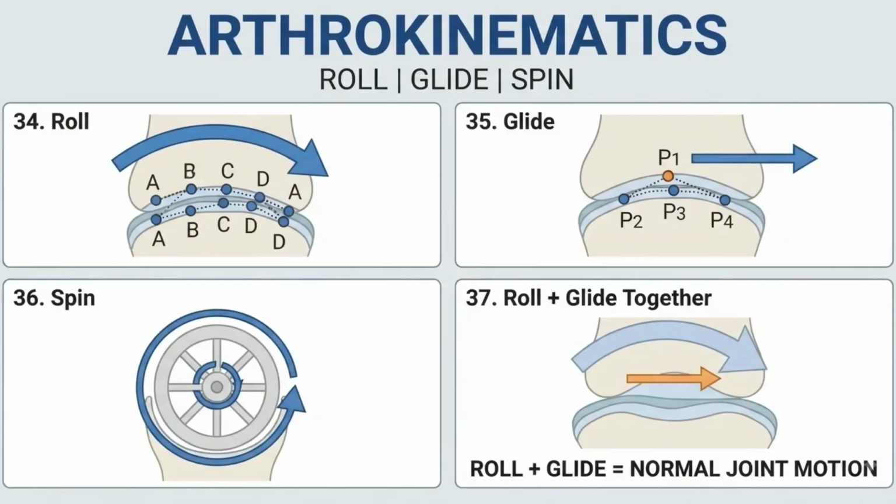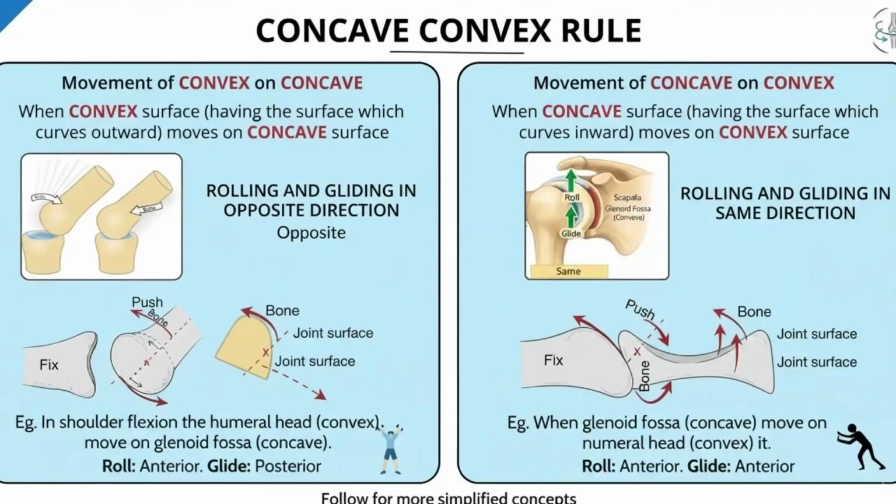In real joints, roll, glide, and spin may occur individually or in combination, depending on the joint and the movement being performed. Normal joint movement often requires a combination of roll and glide. Imagine a convex surface moving on a concave surface. If the convex surface only rolled, it would move towards the edge of the concave surface. The accompanying glide helps maintain appropriate contact between the joint surfaces. This relationship is described by the concave-convex rule. This is one of the most important principles in arthrokinematics.